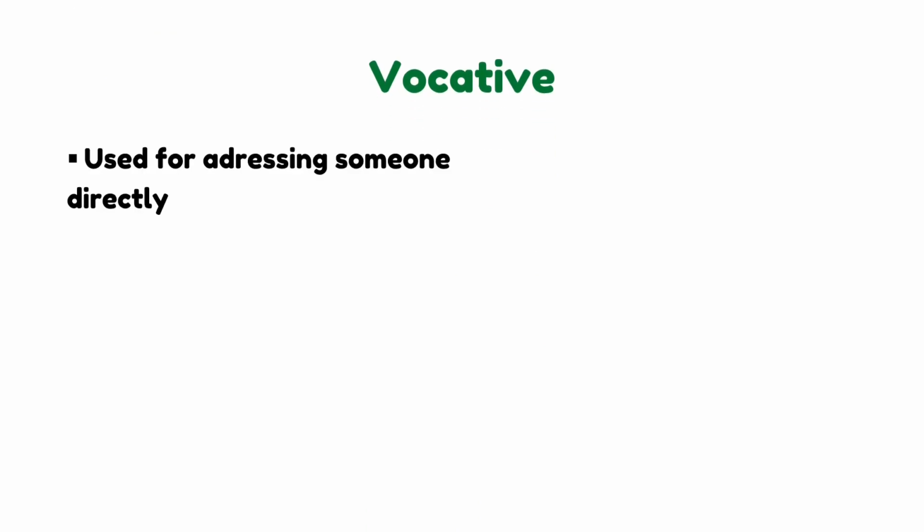This is the last case. It's used for addressing someone directly. In the sentence, Robert, I don't know, Robert is in the vocative case, and there's a thing in English called the vocative comma, I believe. It's the comma that's after Robert, right? So if that comma weren't there, it would have a different meaning, right?